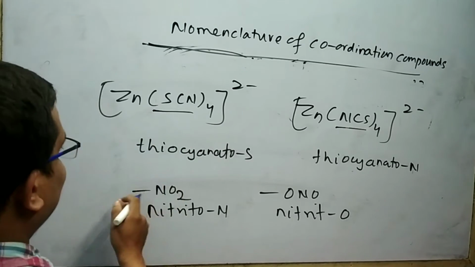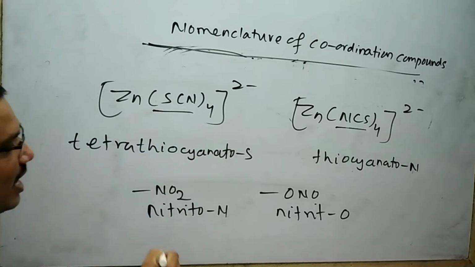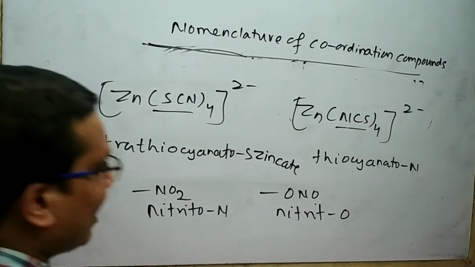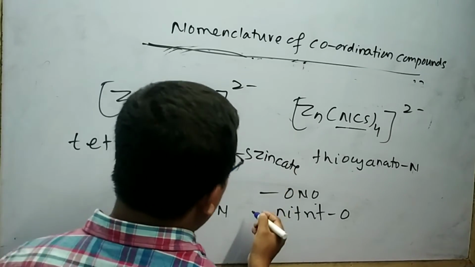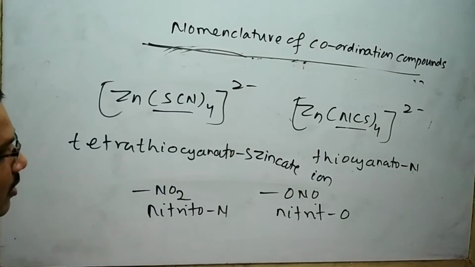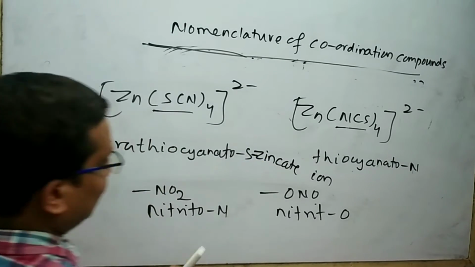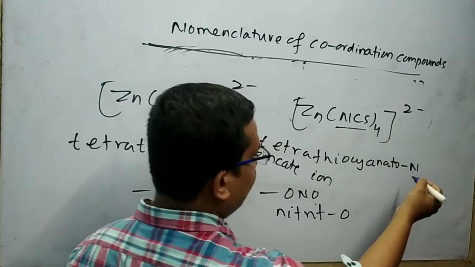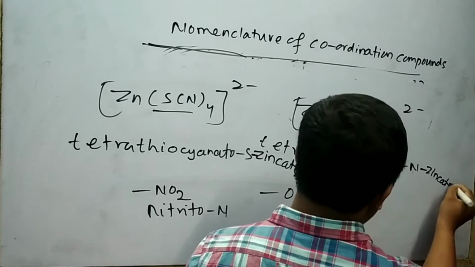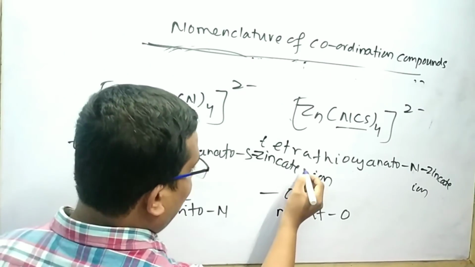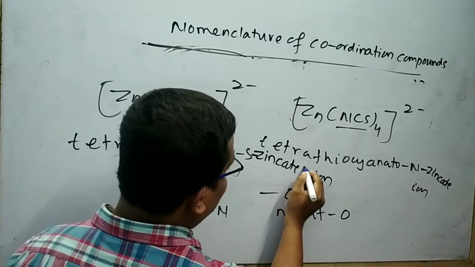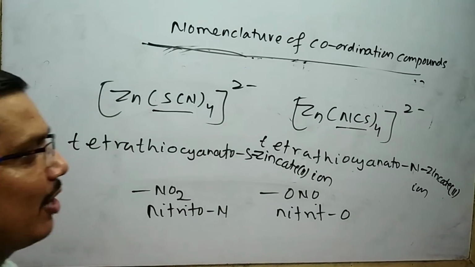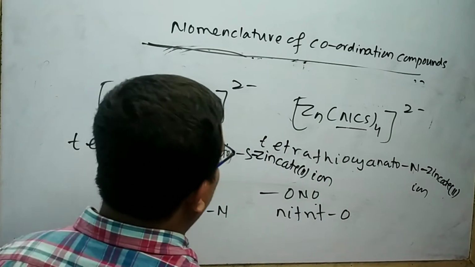The name of this complex ion is tetrathiocyanato S zincate because zinc is present in an anionic complex ion. For an ionic complex, it is bound to write the word ion. There must be a hyphen between S and zincate. The name of this complex ion is tetrathiocyanato-N-zinc ion. It is bound to write the oxidation number of zinc, that is your II. Here it is also bound to write II to indicate the oxidation state of zinc in this complex.